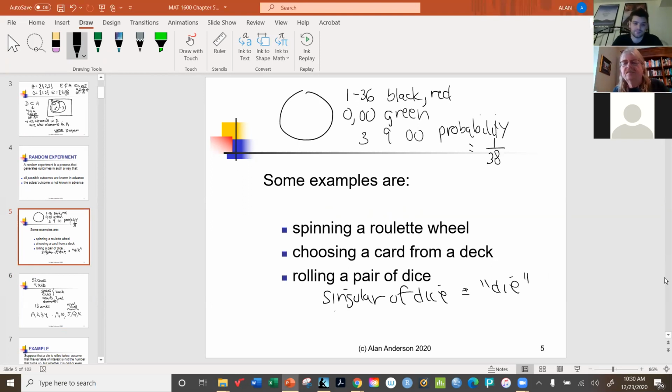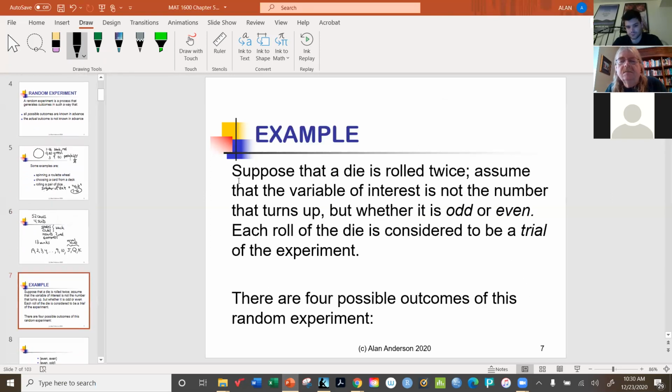1 through 6. Okay, each one is equally likely to turn up. All right, so these are all examples of experiments. Now, for this next experiment, we're going to take a single die and roll it twice, and for some reason we're only interested in whether the number turns up odd or even. It doesn't matter. Let's say we're playing a game where the only thing that matters for the payoffs is odd or even. So we only need to keep track of O or E, odd or even. Each roll of the die is considered a trial of this experiment.